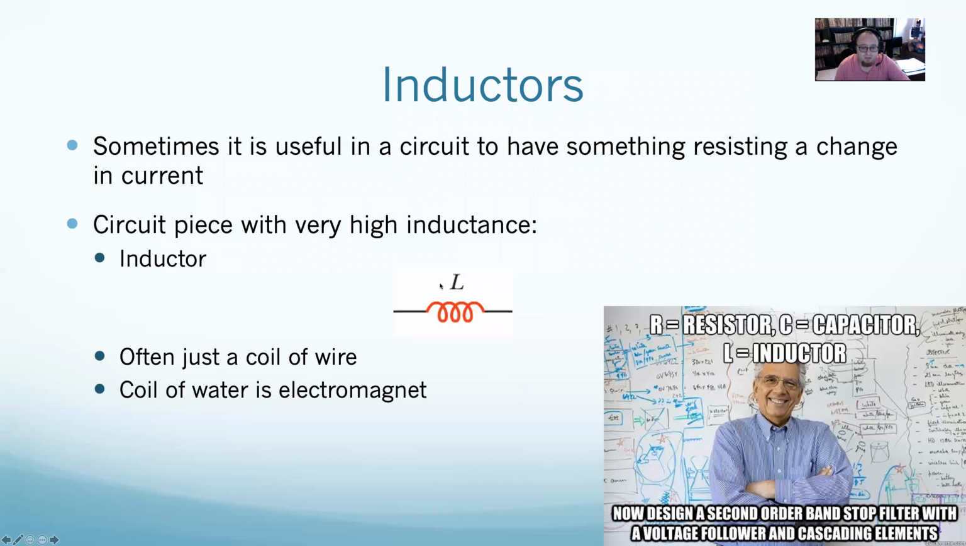Now, an inductor is normally symbolized with a squiggly line. Be careful with your inductors versus your resistors. Resistors are jagged, inductors are loopy. Inductors use the symbol L, just like resistors use the symbol R for resistance.